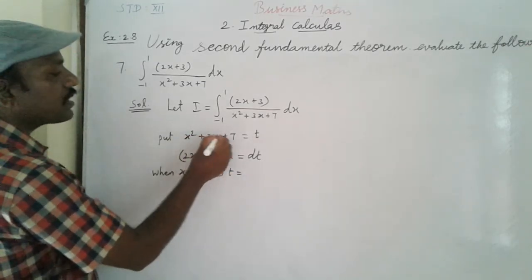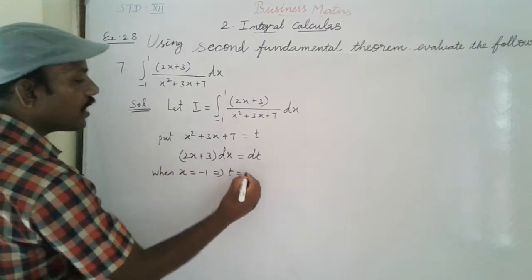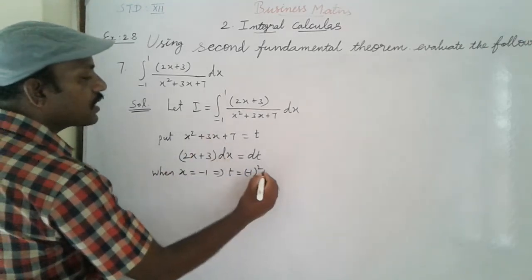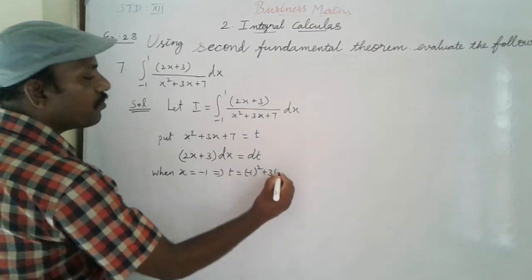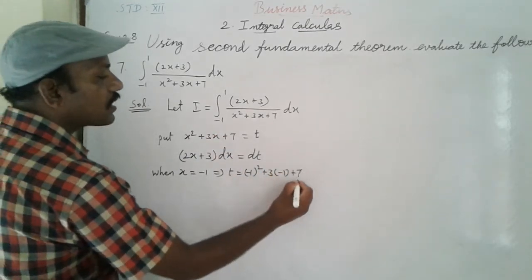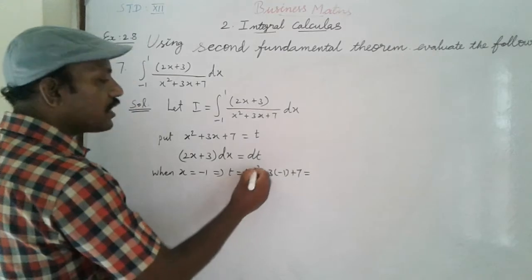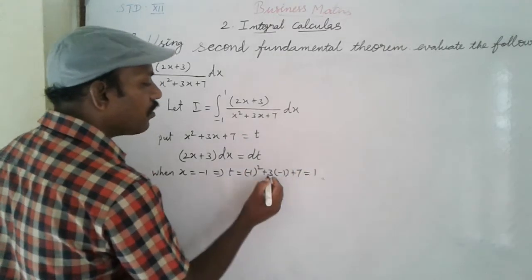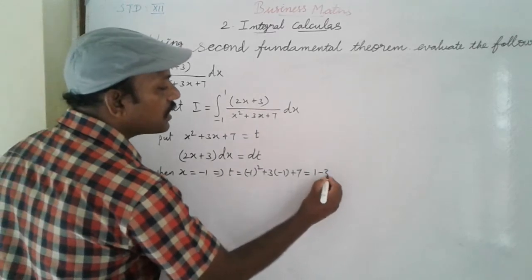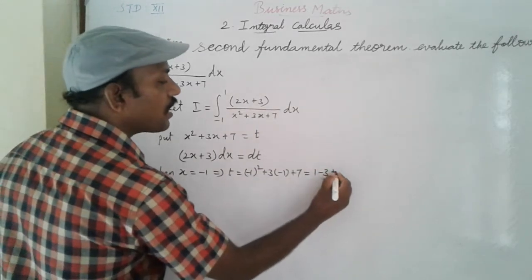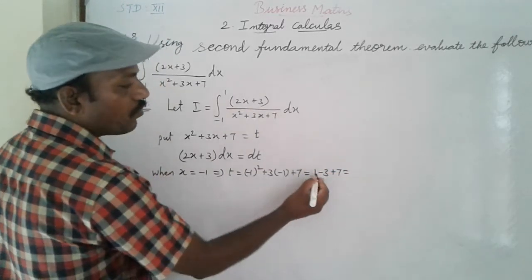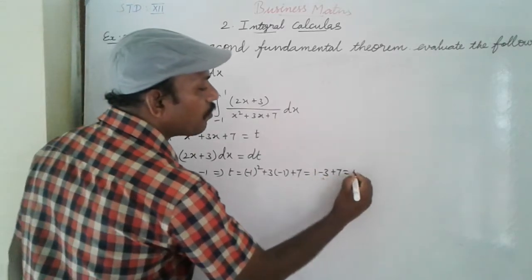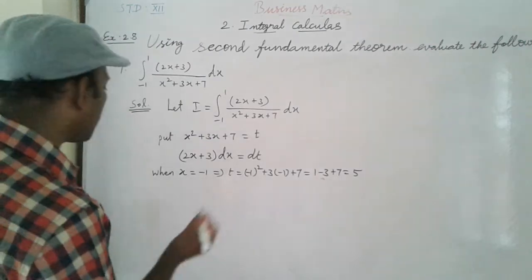x square plus 3x plus 7, we know that. So minus 1 whole square, x is minus 1, next plus 3 into x, what is it, minus 1, plus 7. Equal to minus 1 whole square is plus 1, plus 3 into minus 1 is minus 3, plus 7. Equal to 1 minus 3 is minus 2, minus 2 plus 7 is plus 5. That is the first limit.